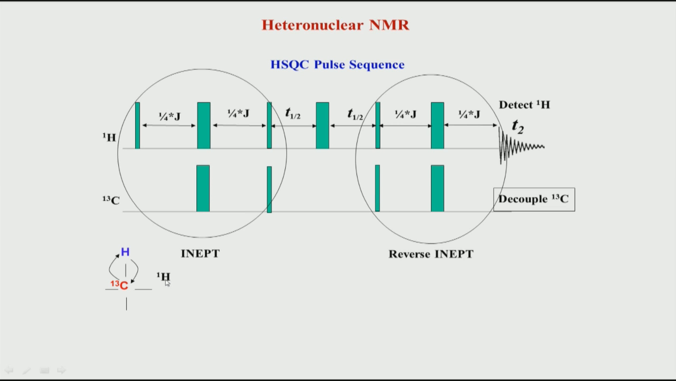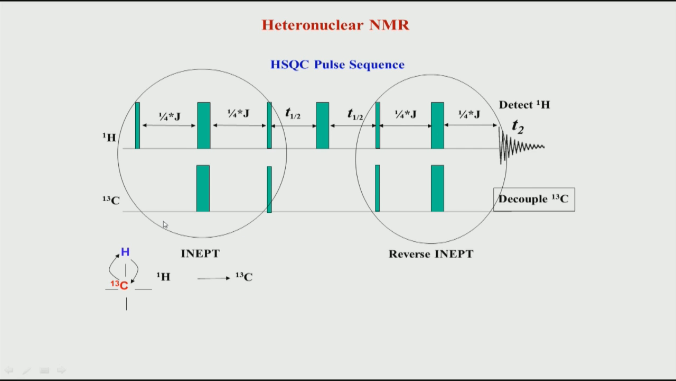So, we start from a proton pulse, that is this pulse here, a 90-degree pulse, the first pulse on proton. Then the proton comes to the xy plane, but we do some INEPT block here, because of which the polarization has now gone to carbon.